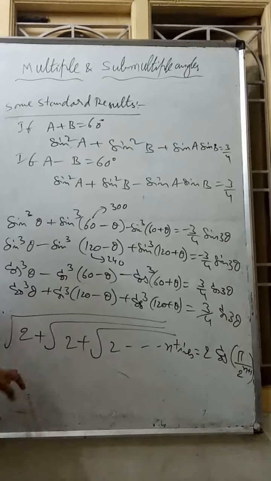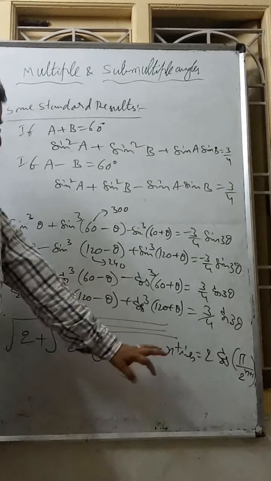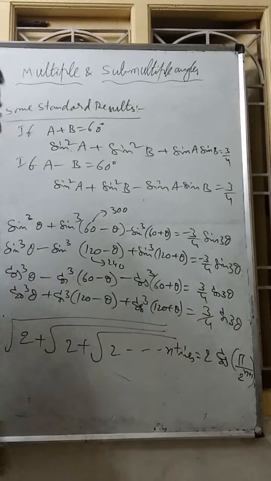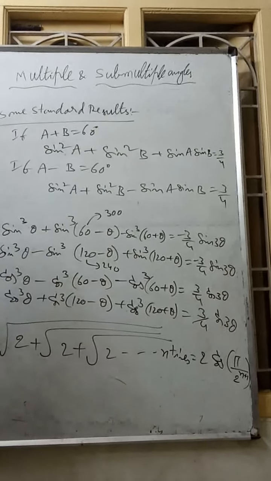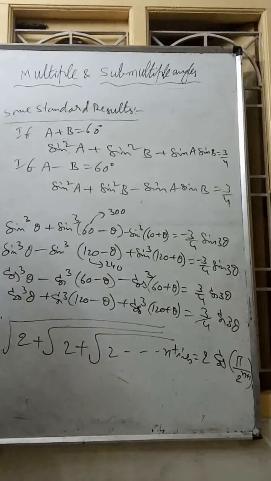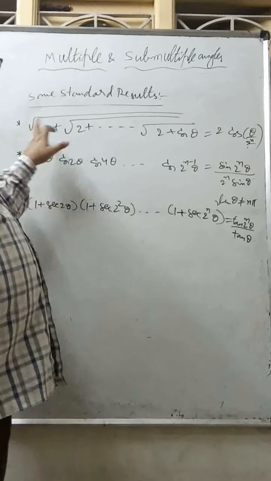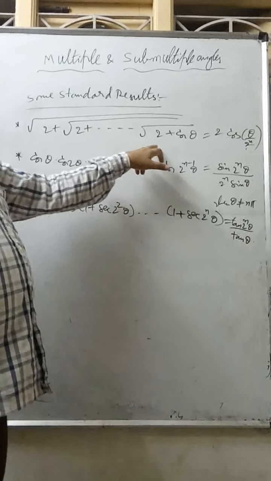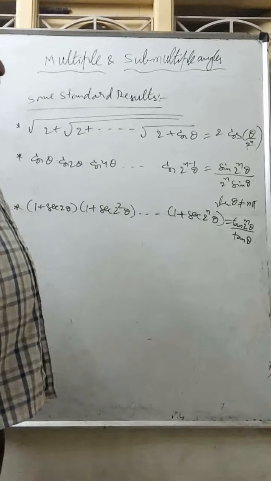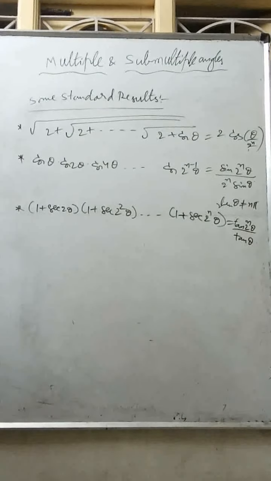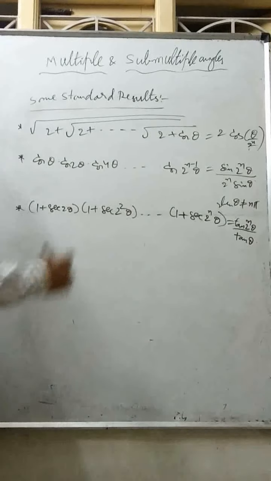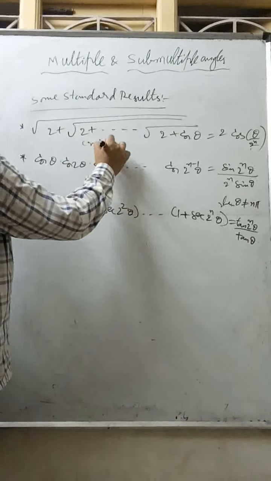And root of 2 plus root of 2 plus and so on till n times of this root is always equal to 2 into cos of pi by 2 power n plus 1. This you can prove using mathematical induction. Root of 2 plus root of 2 plus and so on, root of 2 plus cos theta for n times, this is equal to 2 into cos of theta by 2 power n. This root is for n times.